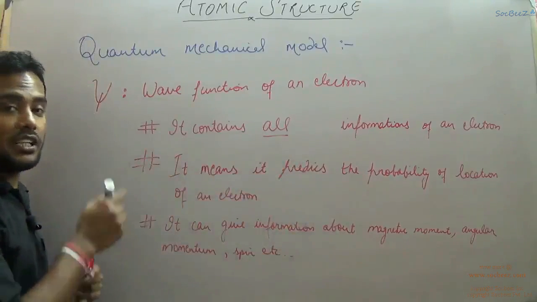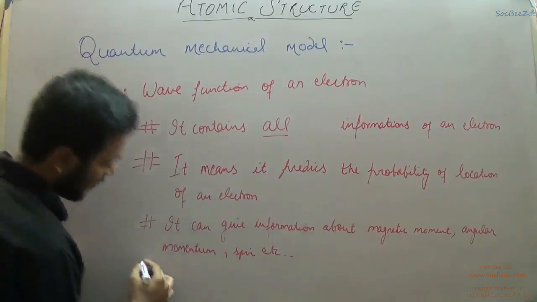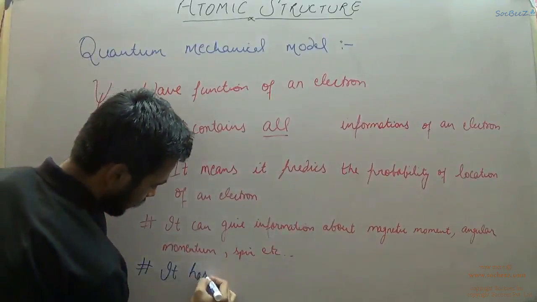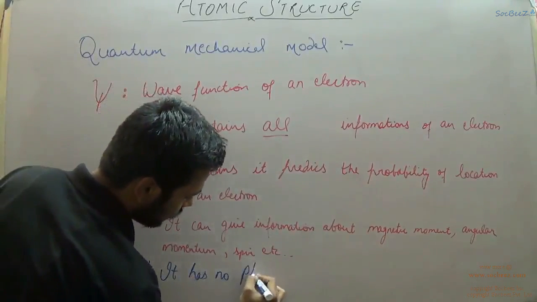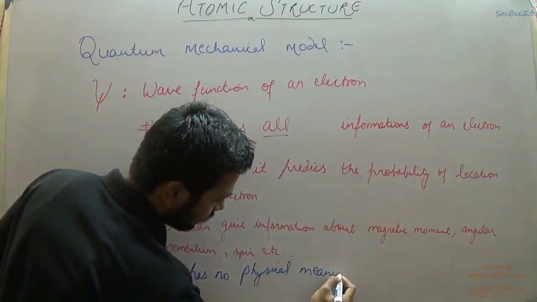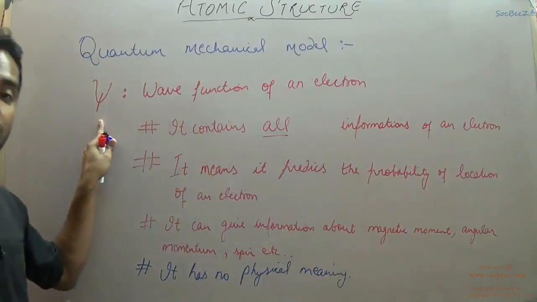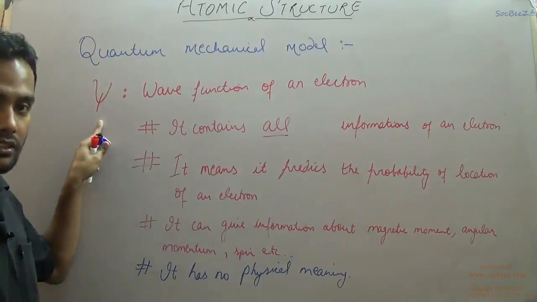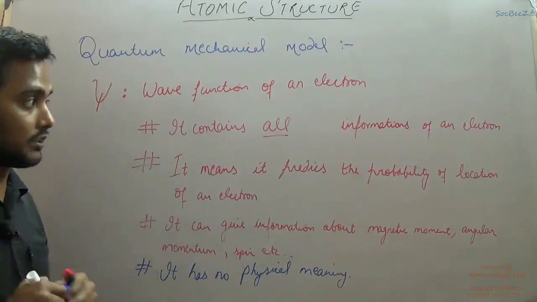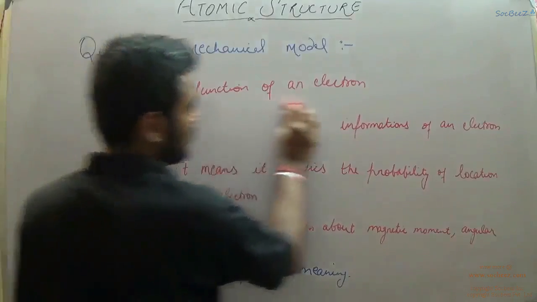But even though it contains all the information of an electron, it has no physical meaning. Remember it. It has no physical meaning. Okay, psi has absolutely no physical meaning. Psi is nothing. It is just a wave function which gives us some information about an electron. But psi square has got some meaning.